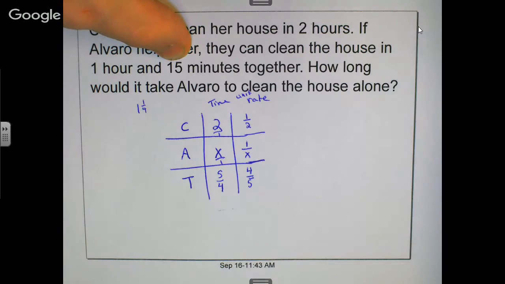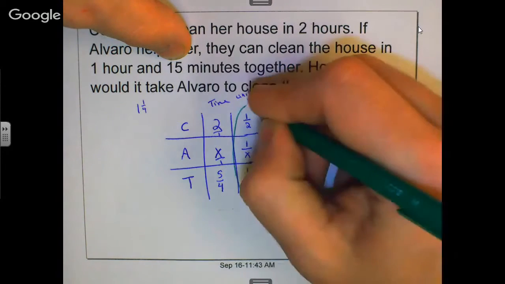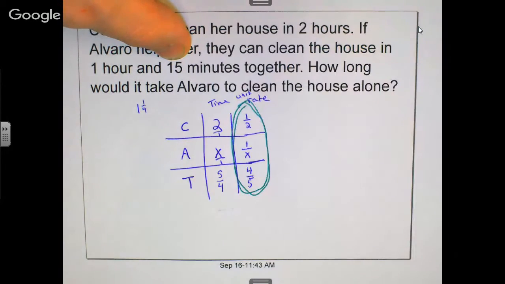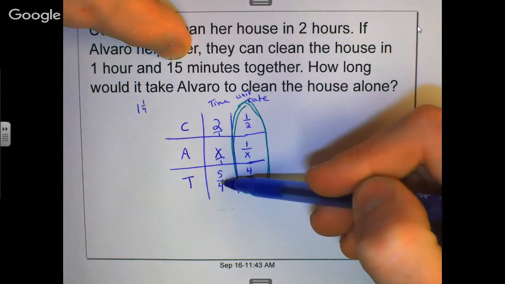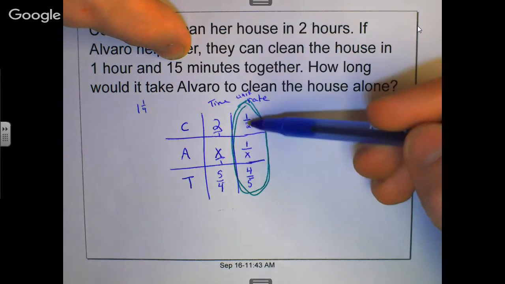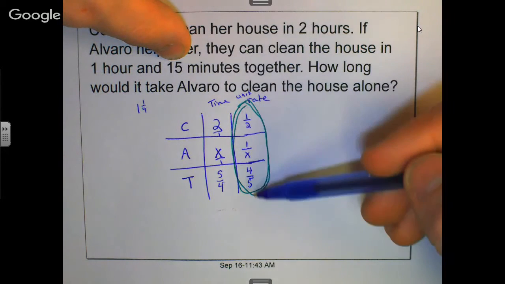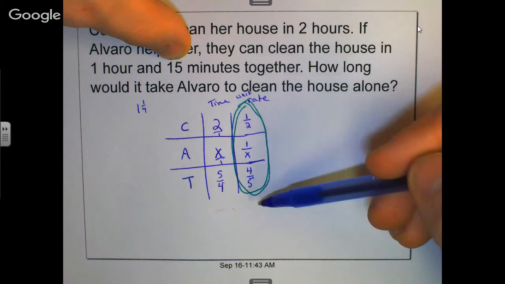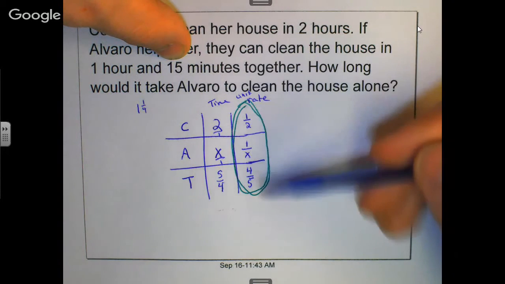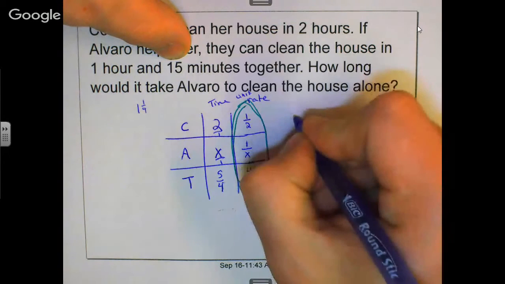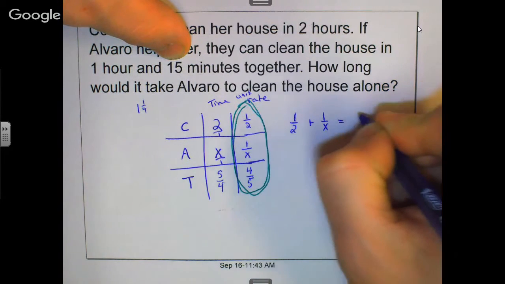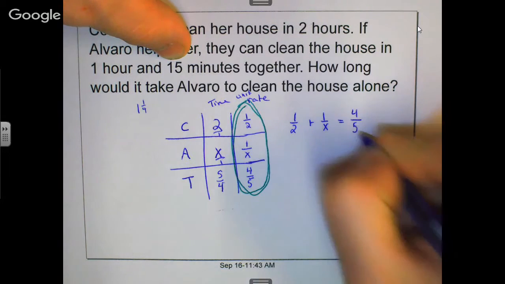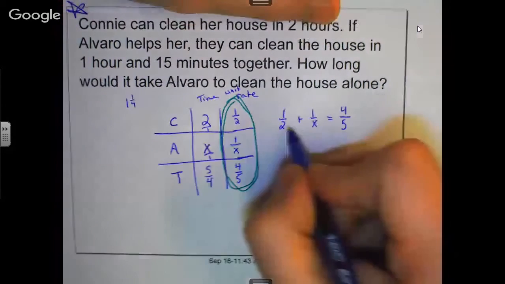So then we're going to use this column right here to set up an equation. Okay, over here we're comparing apples, oranges, and bananas. Okay, then when we come over here, we've changed it all to the same thing. Now it's all pineapples, or it's all the same over here. So now we have 1/2 plus 1 over x equals what they can do together. And again, this is one-hour stuff.